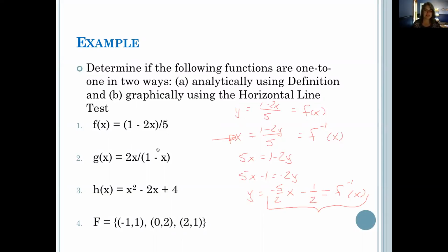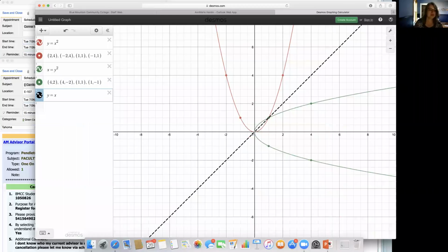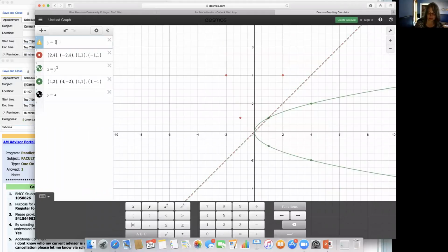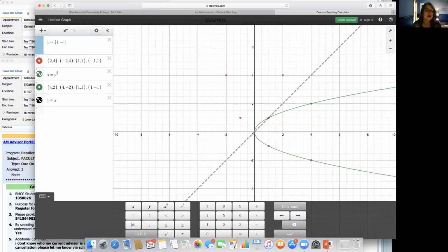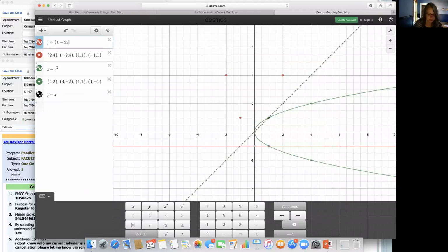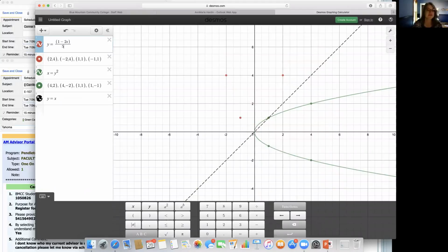Let's take a look at the graph. So, y equals 1 minus 2x, divided by 5. There's my straight line. Obviously, those points are not going to be on that, so we're just going to turn those off.